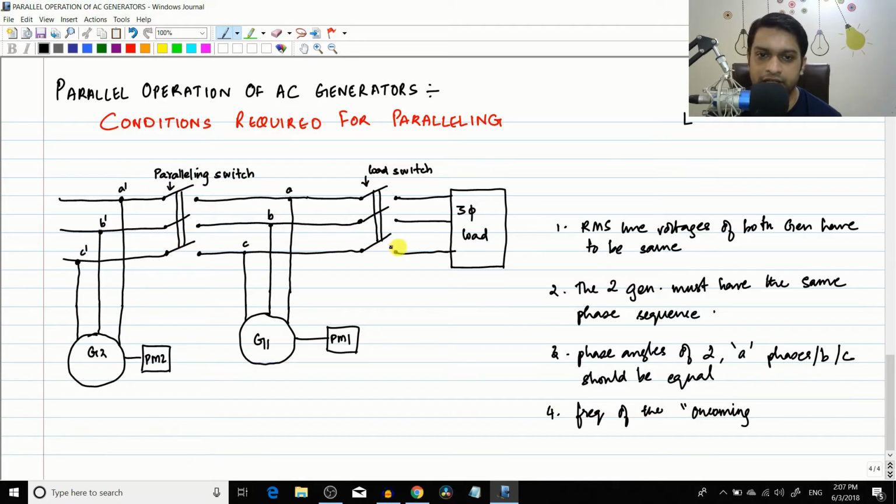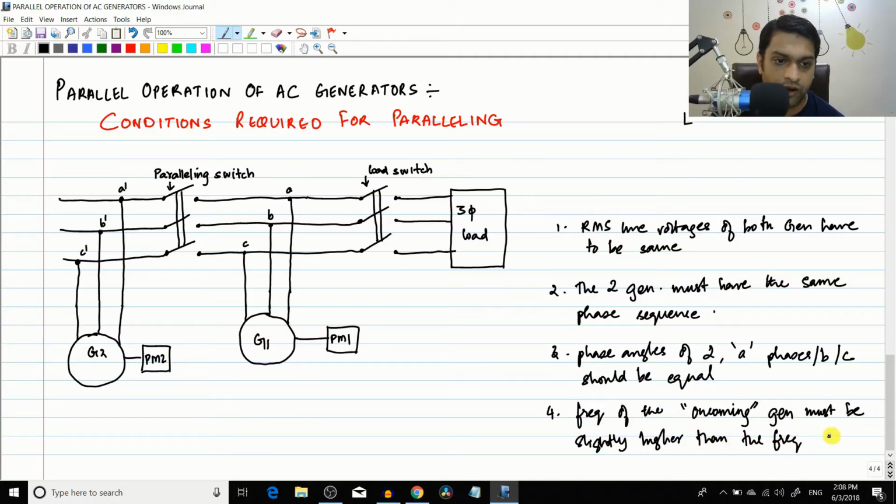Okay, so you can clearly see it from the diagram here. The frequency of the oncoming generator, so G2 is the oncoming generator, must be slightly, very slightly higher than the frequency of the running system. So these are the conditions that are required for paralleling.